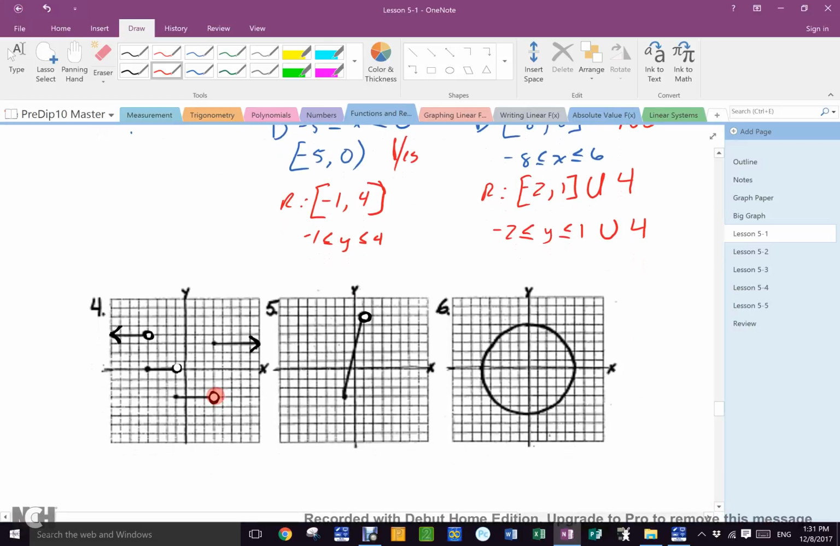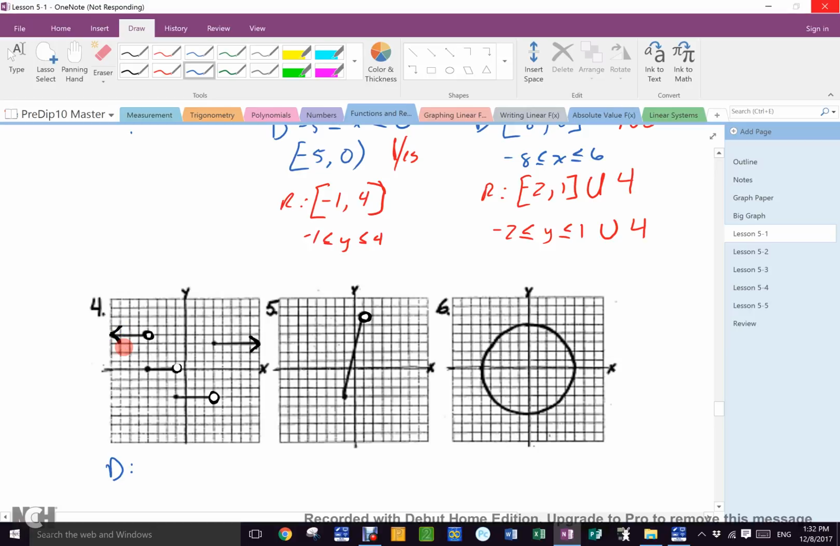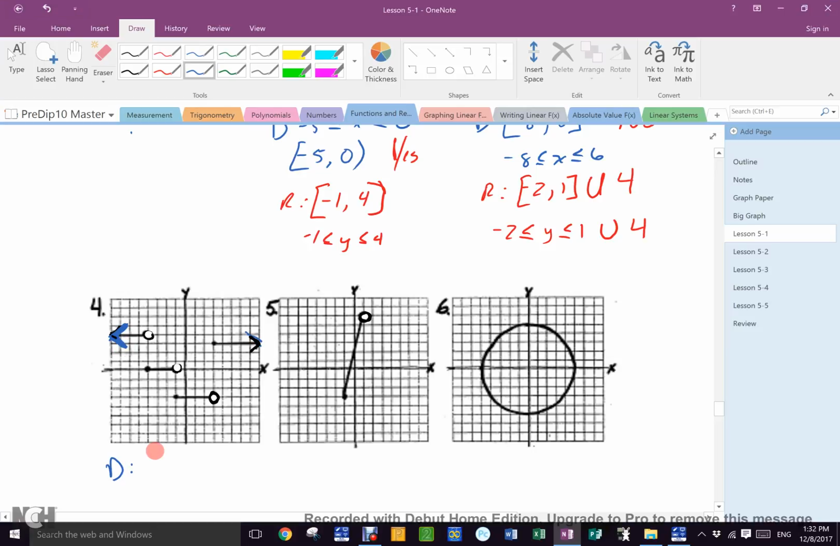This one, what's the domain? -8 is less than or equal to x, which is less than infinity. So x is what? All real numbers, right? Every single x value. So I showed you how to write that in the shorthand.